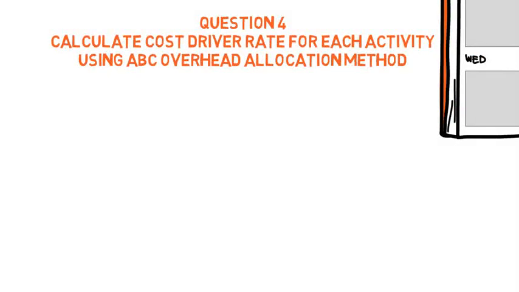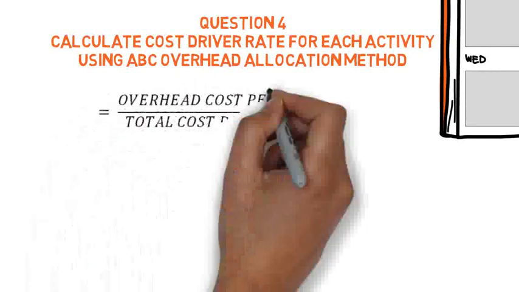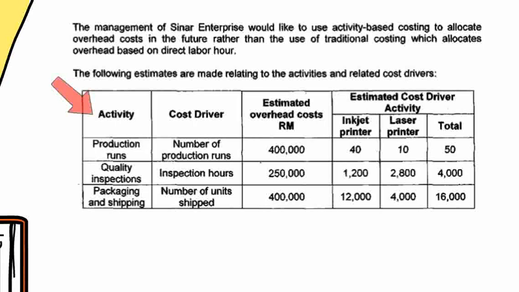Calculate cost driver rate for each activity using ABC overhead allocation method. Formula for cost driver rate is overhead cost per activity in ringgit divided by total cost driver per activity. From the question, there are 3 activities: production run, quality inspection, and packaging and shipping, and we can see from the table provided the total cost driver per activity, as per highlighted.